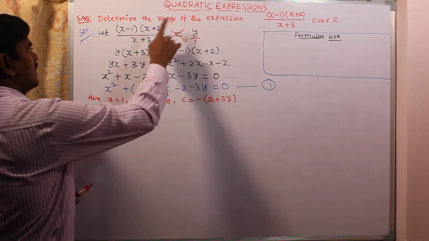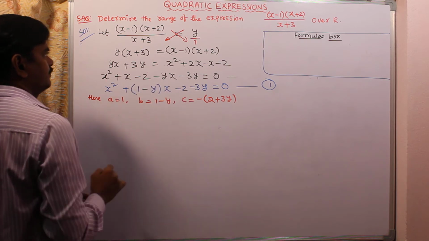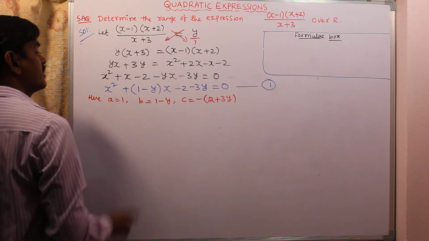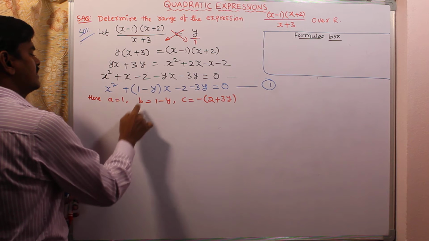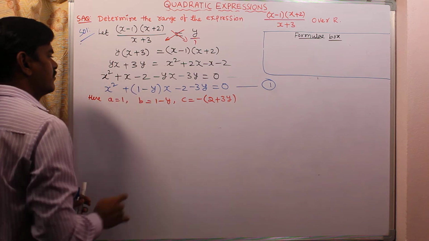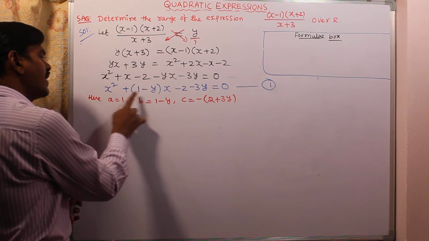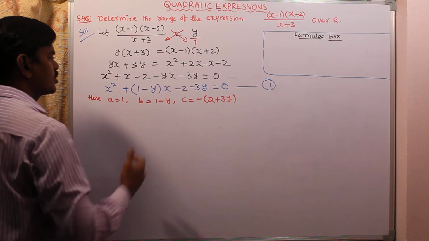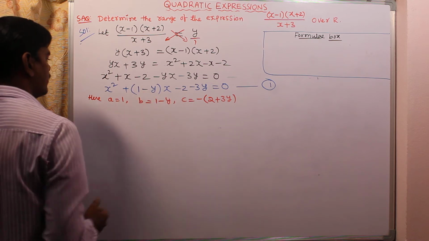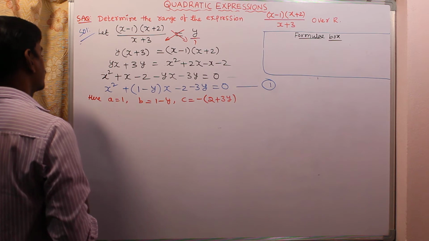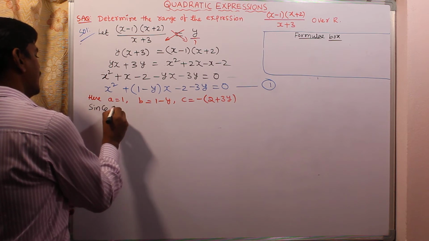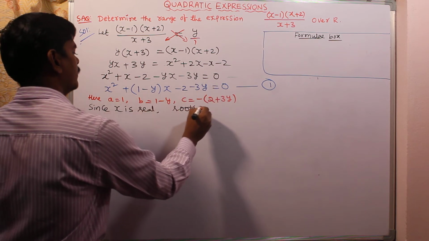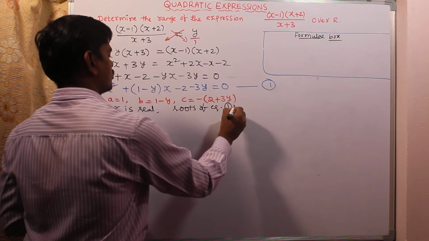Since x is given as real, y also becomes real. So the roots of equation 1 must be real, because on solving this quadratic equation you are going to get two values for x. We already know that x is real, so those two values must be real. So equation 1 will have real roots. That's what we have to write: since x is real, the roots of equation 1 must be real.